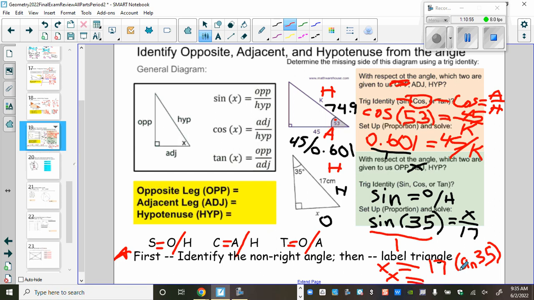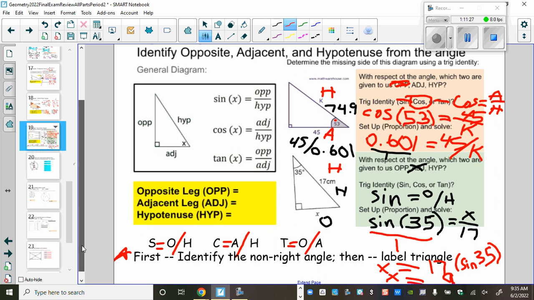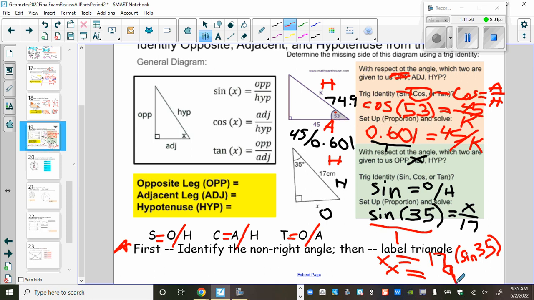So real quick, anybody get that number, 17 times sine of 35? You should get something less than 17. Anybody get that number? So 17 times sine of 35. Anybody get a number? What do we get? 9.75. Okay, so it'd be 9.75. All right, here's the deal.